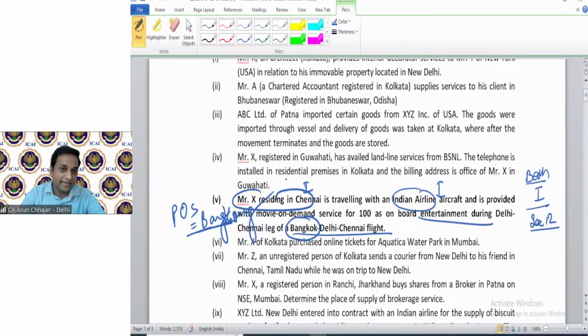Is it clear? Kindly confirm. This is slightly different. Very good case study. Is it clear to all? Kindly confirm that the place of supply would be the starting scheduled point of departure of that conveyance. It means the starting location of that flight, of that conveyance, and the conveyance is being started from Bangkok. Therefore, the place of supply would be Bangkok. Is it clear?